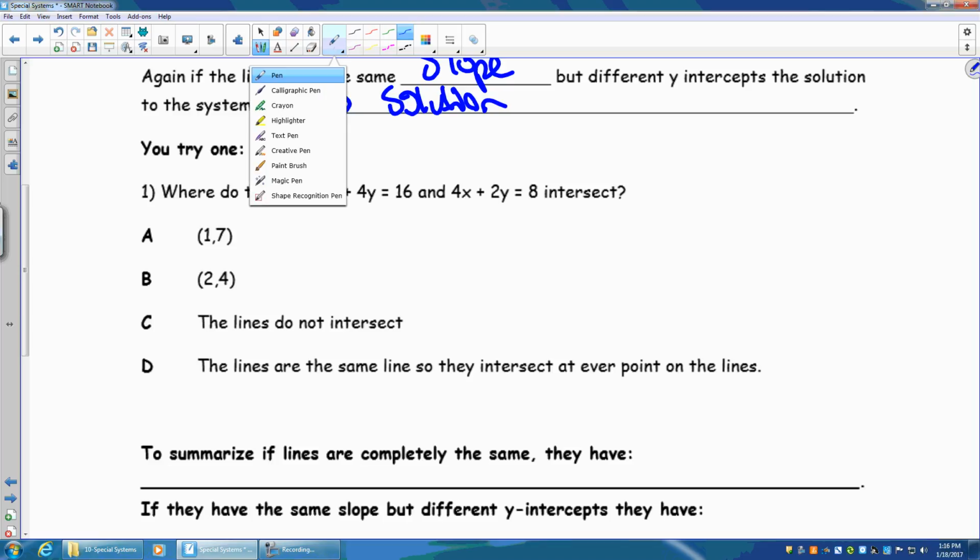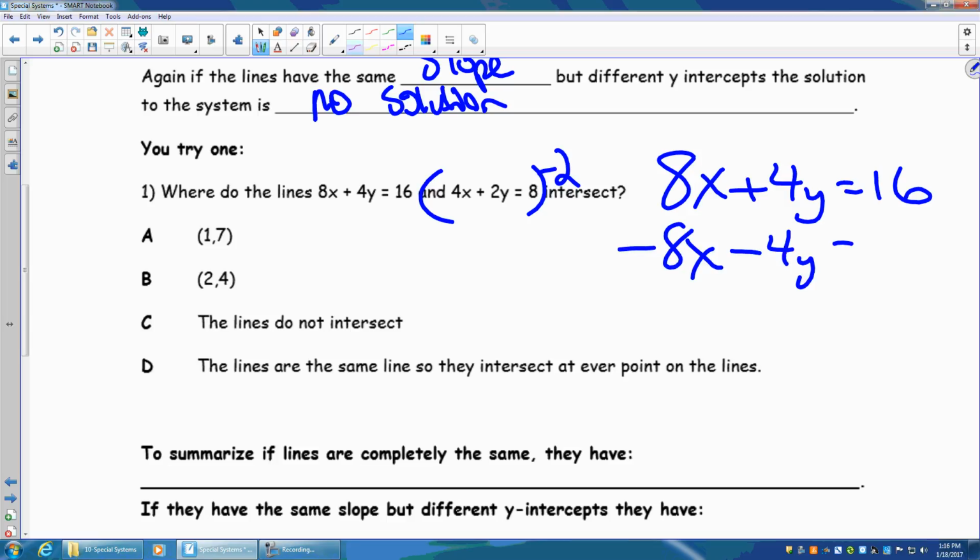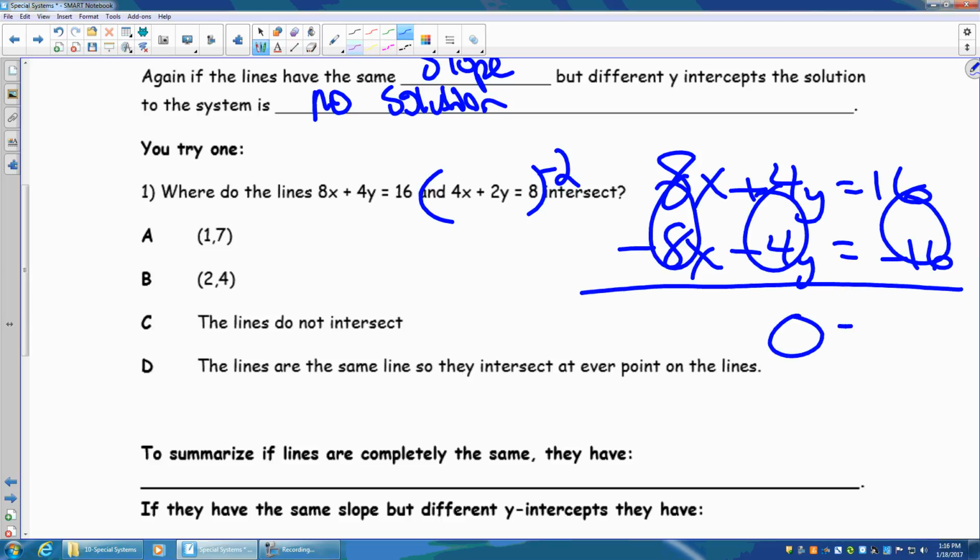I'm going to take that first one and rewrite it. I'm going to take that second one and multiply it by -2 and end up getting -8x, -4y, and -16. Is everything going to zero out here? It is. And which one is it when both sides are the same again? That's a good review for just equations. The lines are the same line.